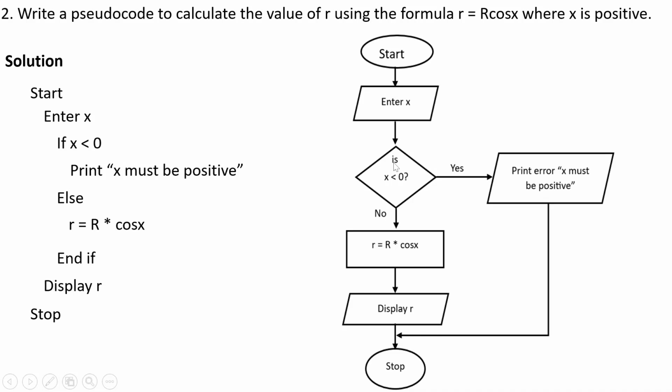But if you enter x and it is verified that x is not less than 0, then it will go ahead and calculate the value of r, then display the value of r, and then it stops. So this is what it means. This one and this one are the same. This one is a flowchart, this one is a pseudocode.